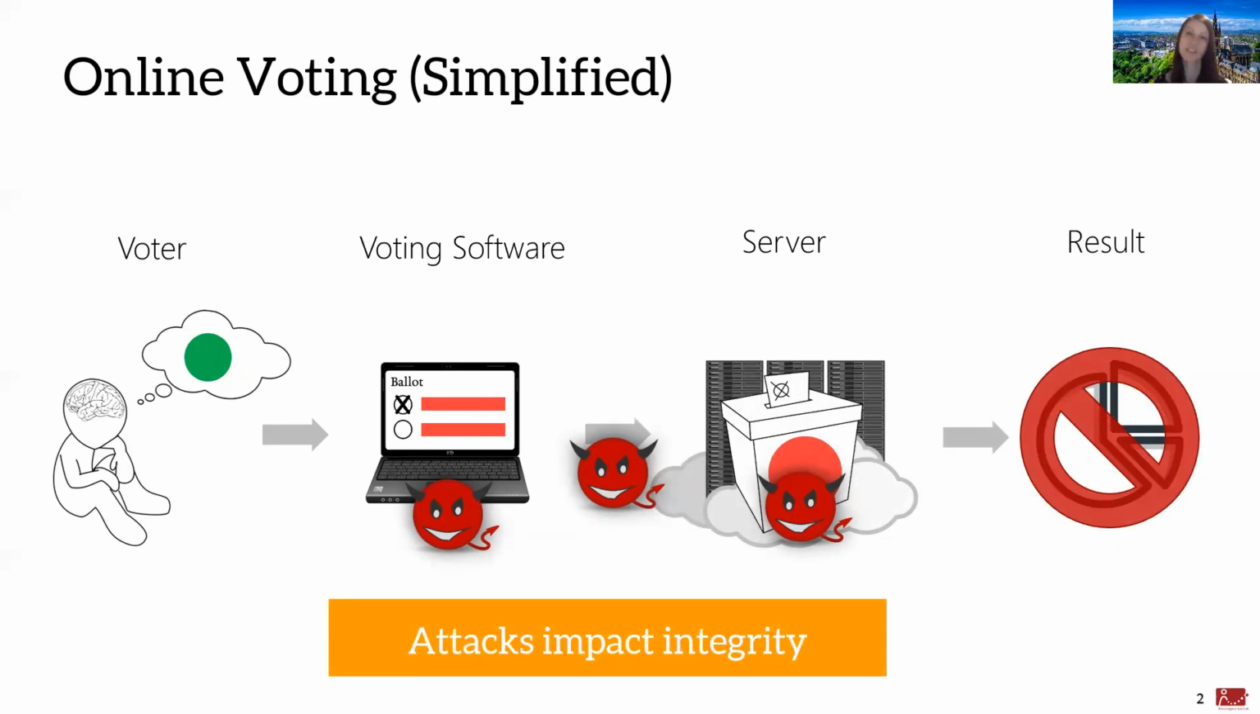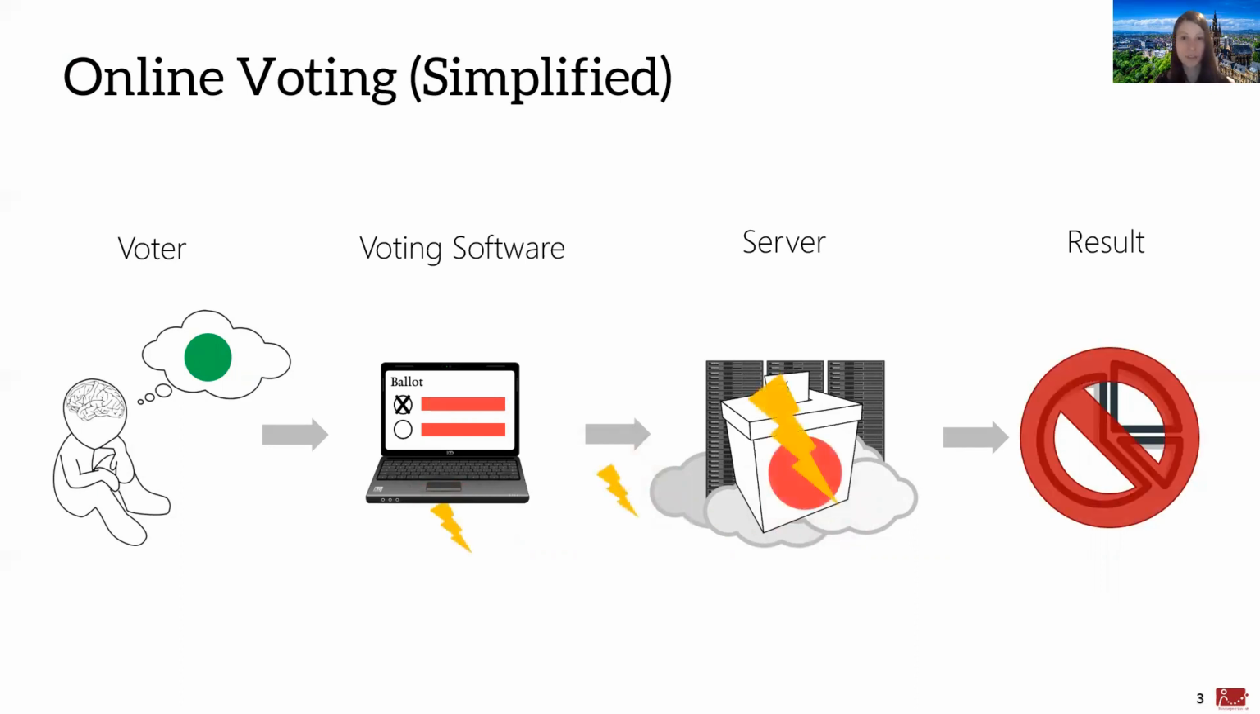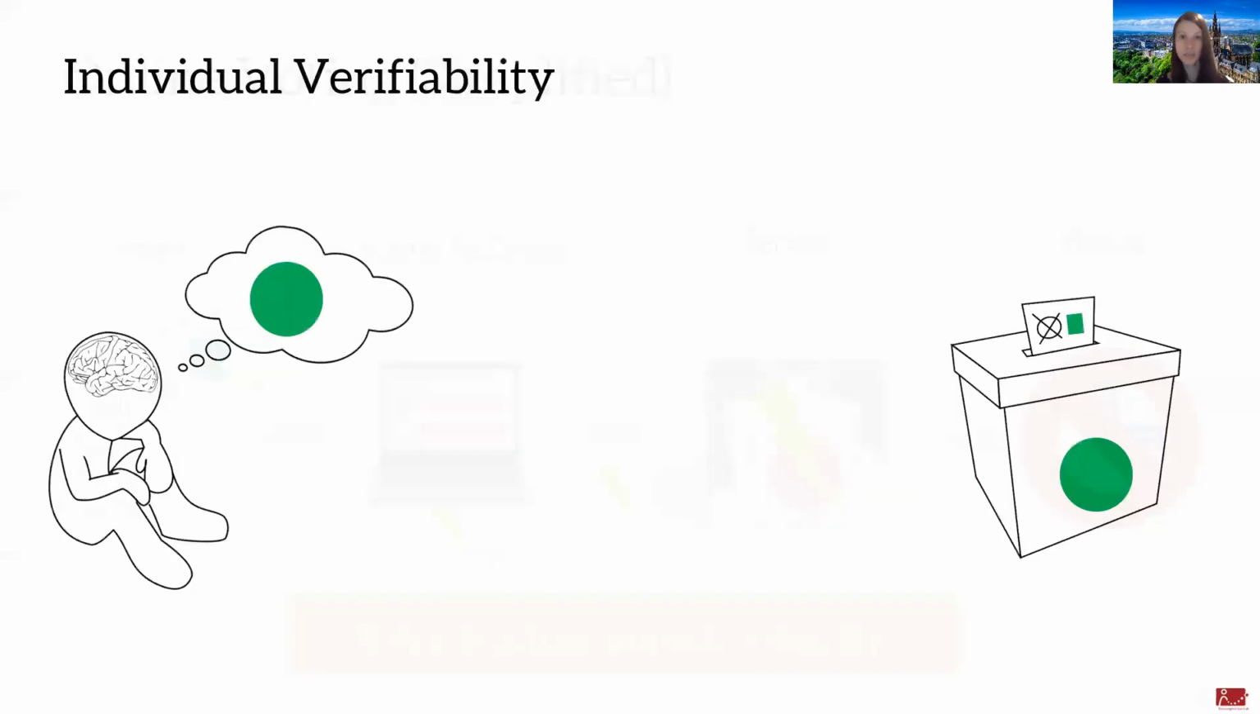But let's assume for a second the world would be a peaceful place and everything would be all right. Even then, there might be some problems based on the technology used. There might be simply some bugs in the voting software, there might be some transmission issues. So the infrastructure also impacts integrity here. And such issues are really difficult to detect because only the voters themselves know how they voted based on voter privacy.